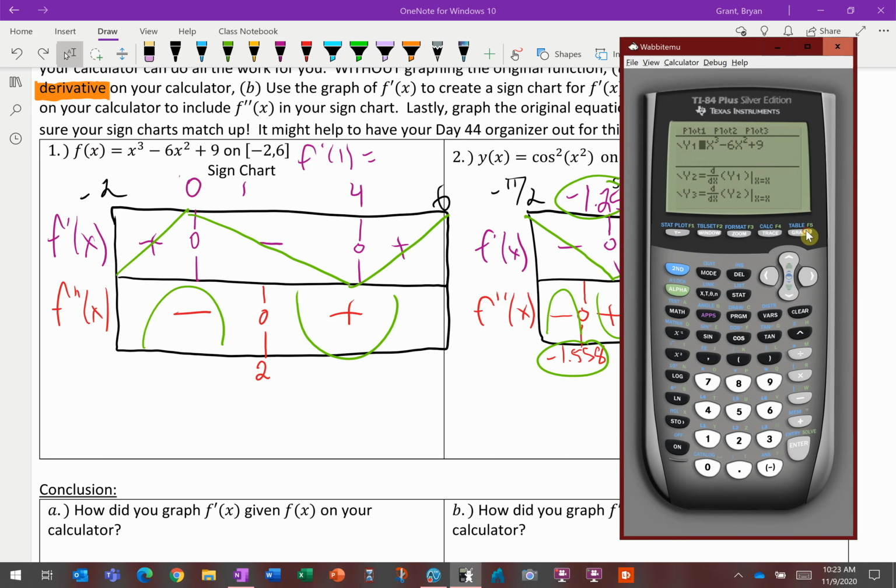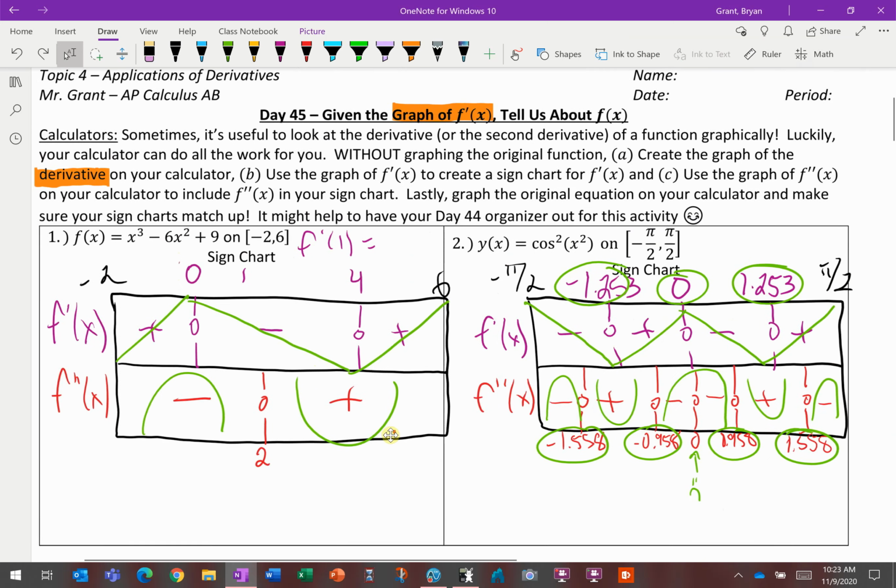Let's check the increasing, decreasing first. Does it increase until 0? Yep. Decrease until 4? Yep. Increase after? Cool. Are we concave down until 2-ish? Yep. And then concave up after? Yeah, that looks really good as well.